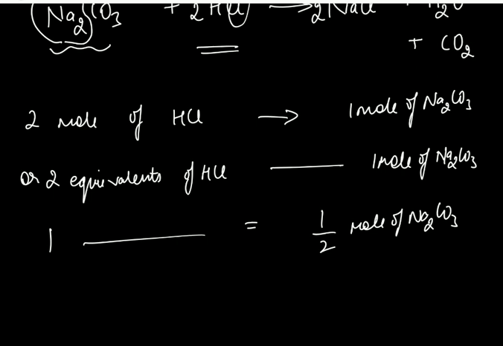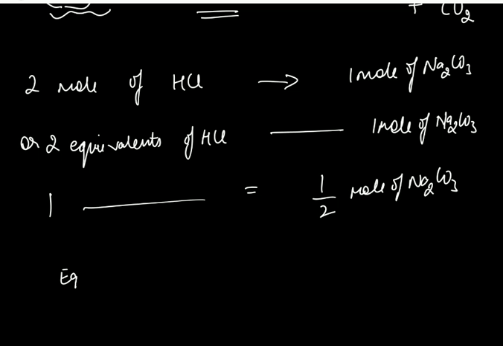So in this particular reaction, what will be the equivalent weight of Na2CO3? This will be half into 106. 106 is the molecular mass of Na2CO3, and this will give you 53.